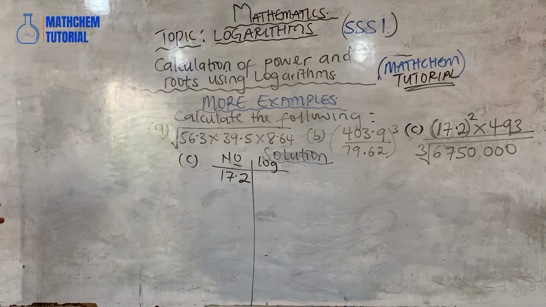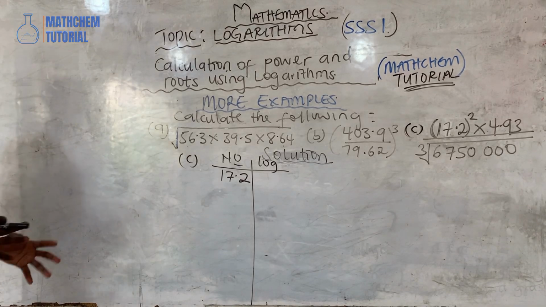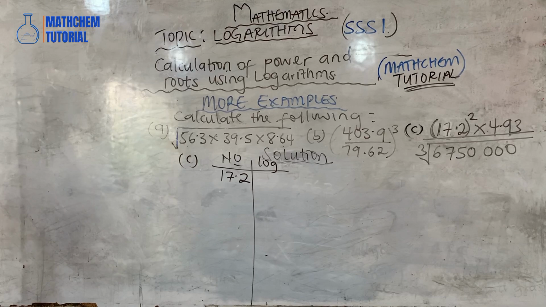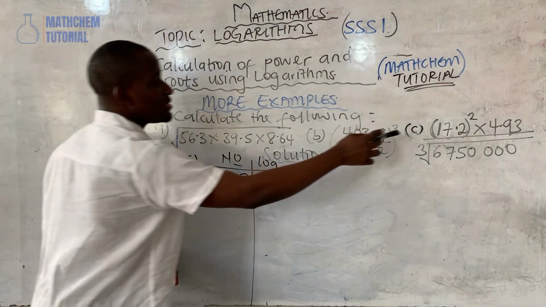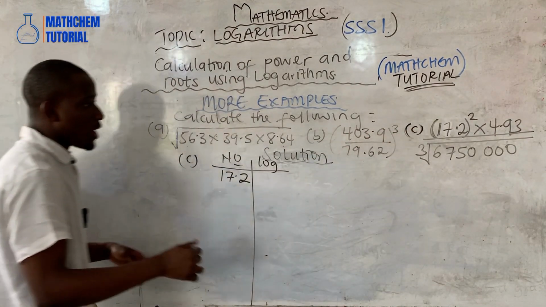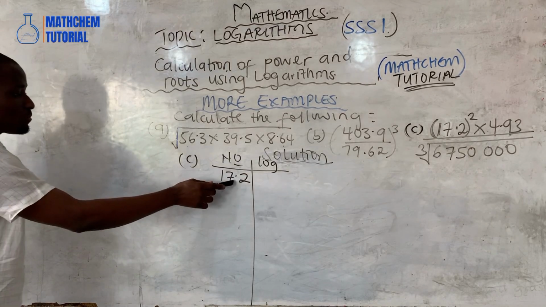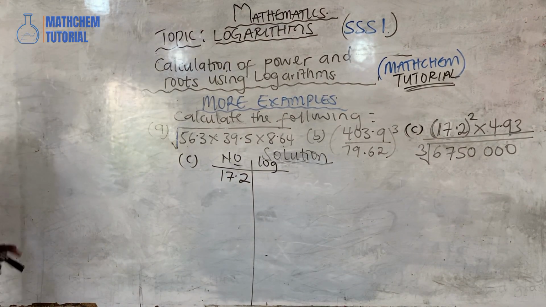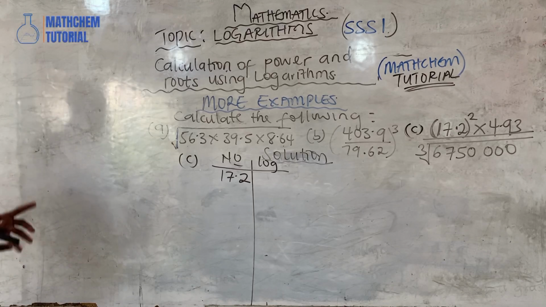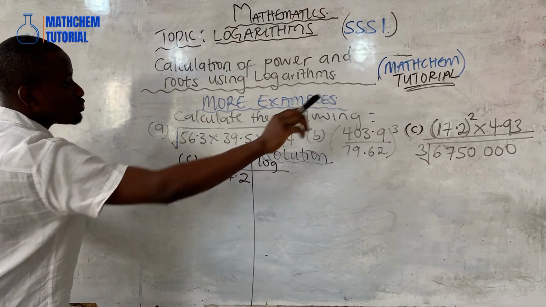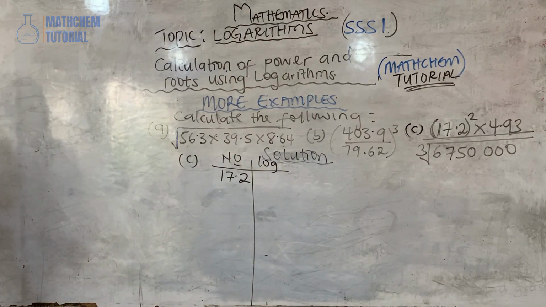So now let's move to the next example. Now let's look at this example C. Example C says 17.2, this is it here, 17.2 all square. Now let's work it step by step. So this is the first number we have here, 17.2. We need to be very careful about this particular example. It's kind of complex, so you give it more attention.